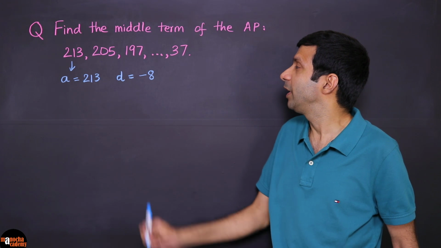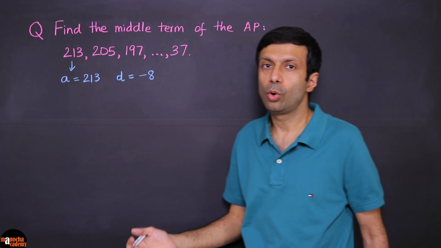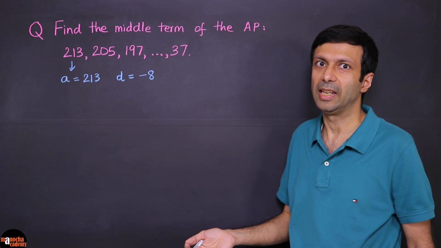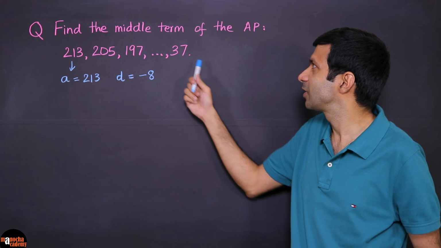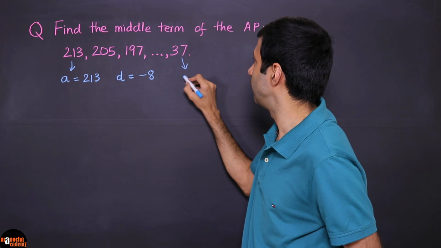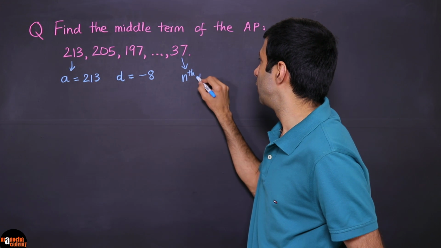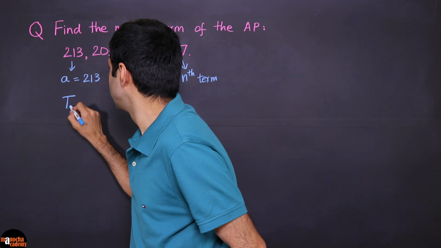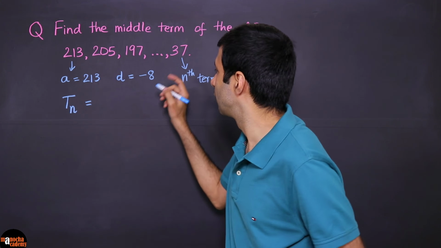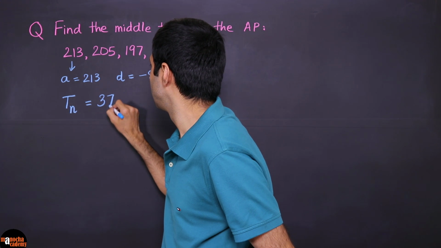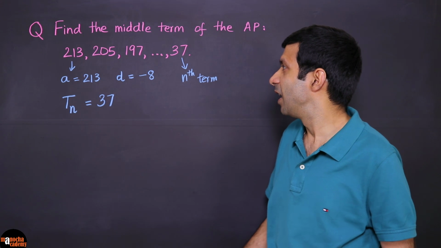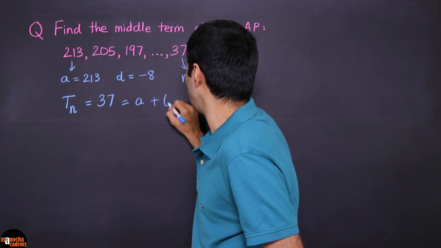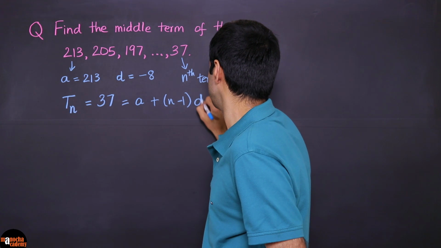Okay. And we need to find the middle term, but we don't know how many terms this AP has, right? So first we need to find the number of terms in the AP. Okay. So let's say the last term is the nth term of the AP. So we can represent it as Tn. The nth term we know is 37. Okay. And what is the formula for the nth term? It's going to be a plus n minus 1 into d.